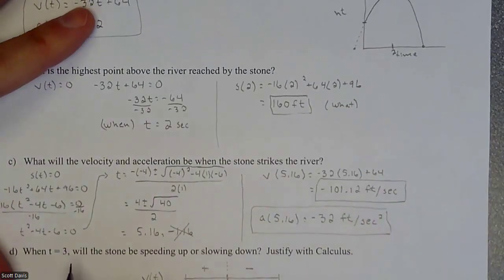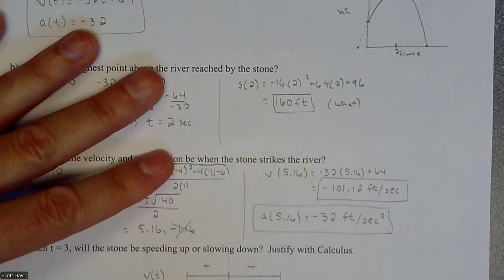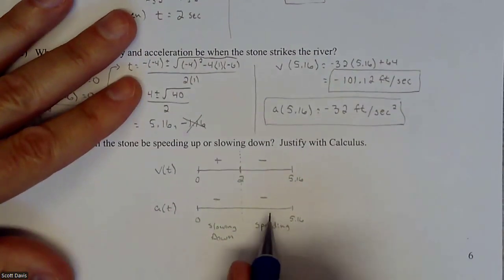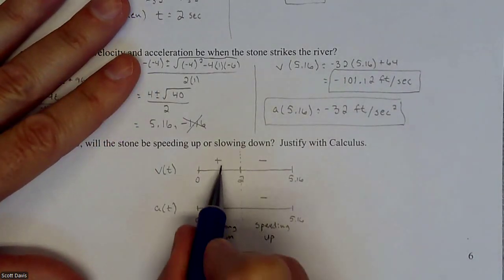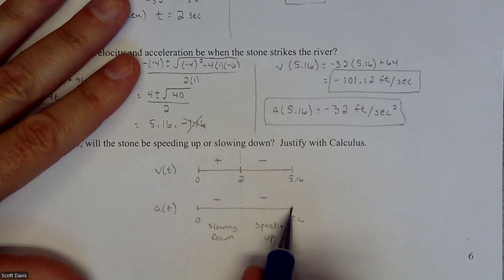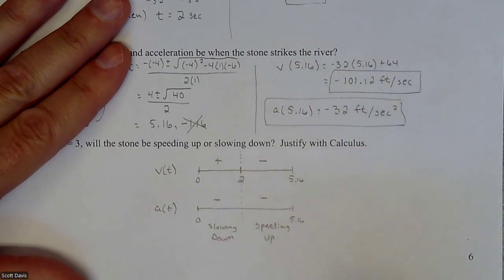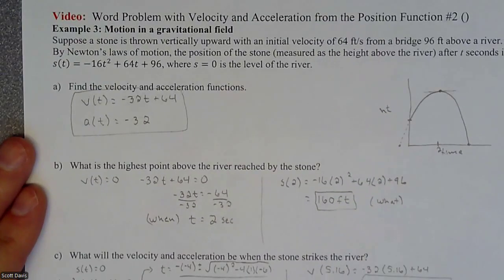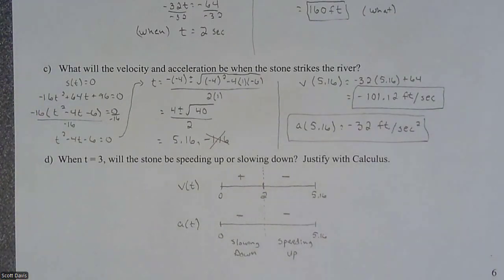All right, so the question was, when will the stone be speeding up or slowing down? It's going to be slowing down between 0 and 2. And then when is it going to be speeding up? It's going to be between 2 and 5.16. Maybe one more time. It's going to be slowing down between 0 and 2 because they're working against each other. And then from 2 to 5.16, they're going to be speeding up because they're going in the same direction. They're helping each other. All right, so that was a lot, but that was a word problem that involves all sorts of different questions related to velocities, accelerations, and then deciding whether things are increasing or decreasing in speed.